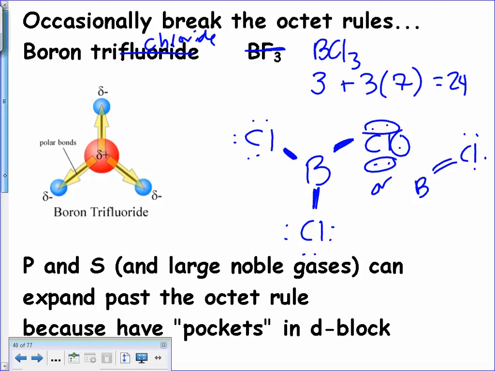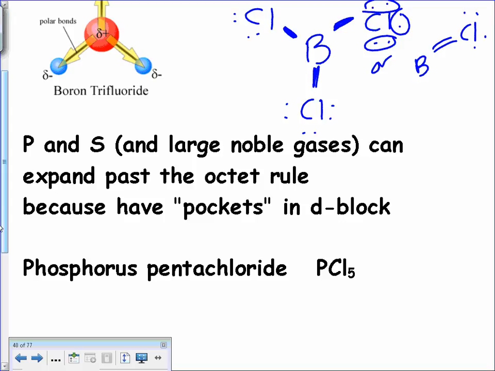So that's one exception. The second type of exception is called expanded octet. Okay? So things from phosphorus and over. I'm going to point up here on the periodic table. Phosphorus, sulfur, chlorine, argon, that little group right there, and down. That's all going to have access to the d block, and the d block is just 5 extra orbitals. So they have extra places or pockets to put extra electrons. So they can expand the octet. And that's just one other exception.